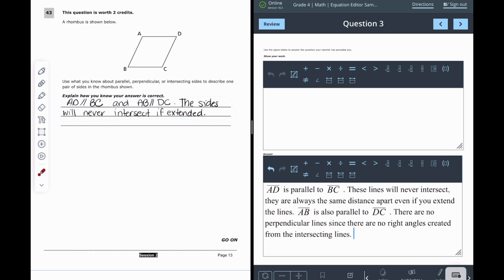So this is how you can see my simple sentences, so get an idea of what they're looking for here. Hit pause and look at your work. Give yourself either 0, 1, or 2 points.